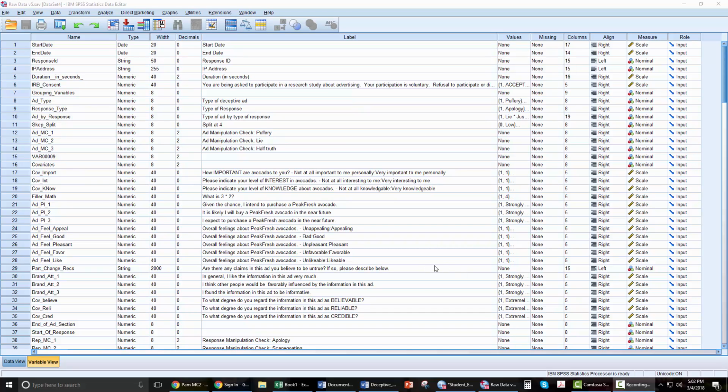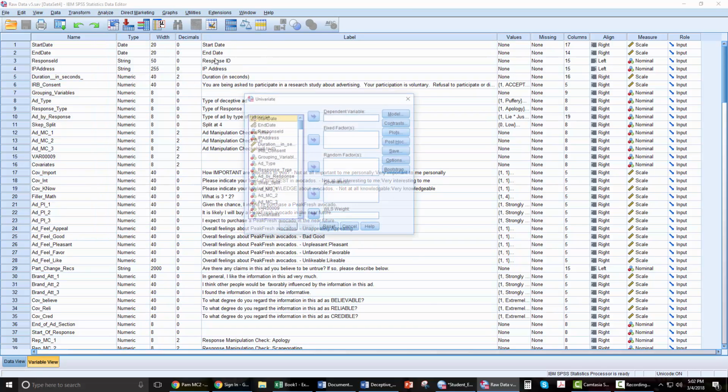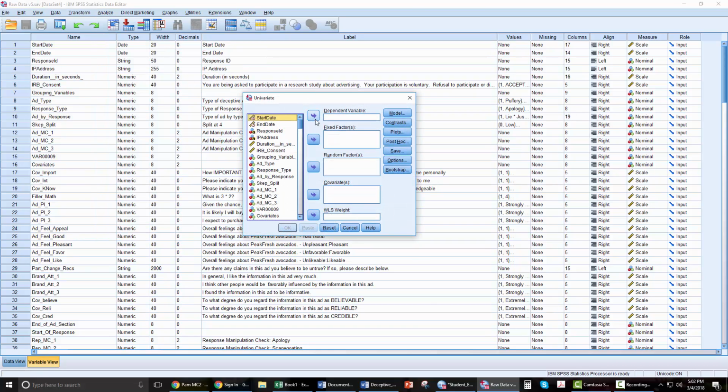So now we are running a manipulation check, manipulation check 3, and we're running a two-way from Miss Pam, but we're going to make sure that works. We go up to Analyze, General Linear Model, Univariate. We go to our grouping variables, and right now what we're grouping by is add type.